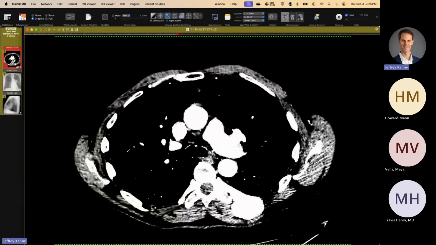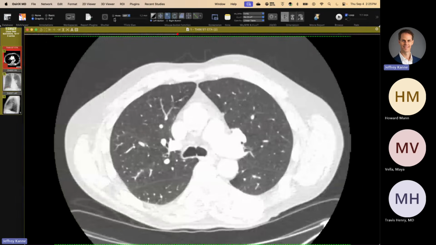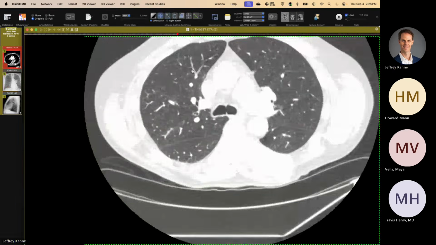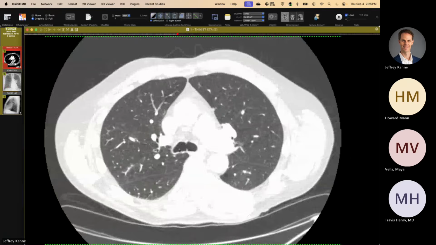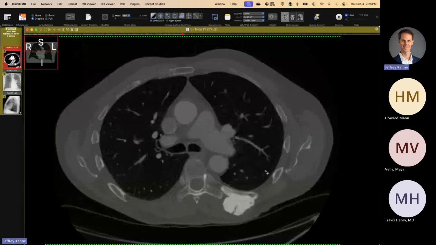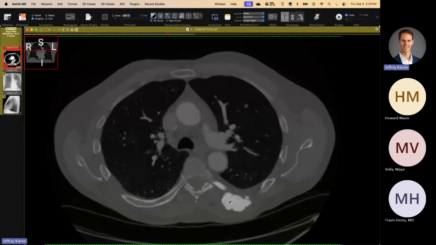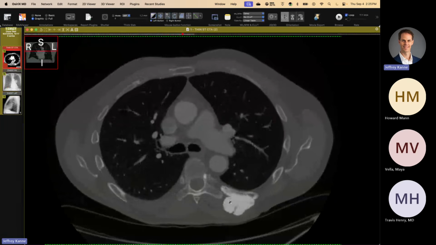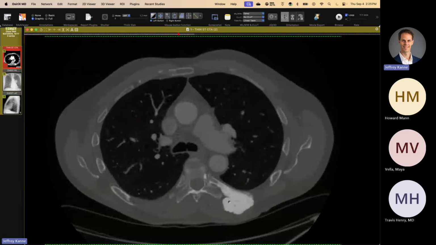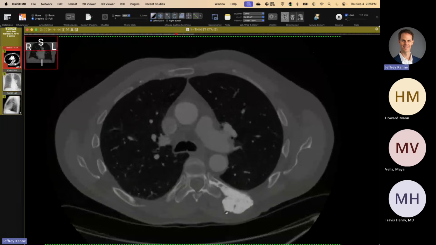But here it is on CT. If we switch, let's find a decent window. None of these windows work. Let me find a better one. Oops. There we go. You can see it's in continuity with the marrow space here. It's very sclerotic. There's no periostitis. So this is actually an osteochondroma. A lot of osteo in it.